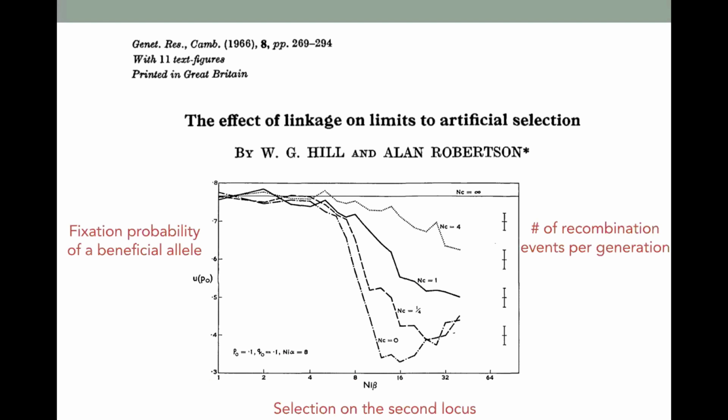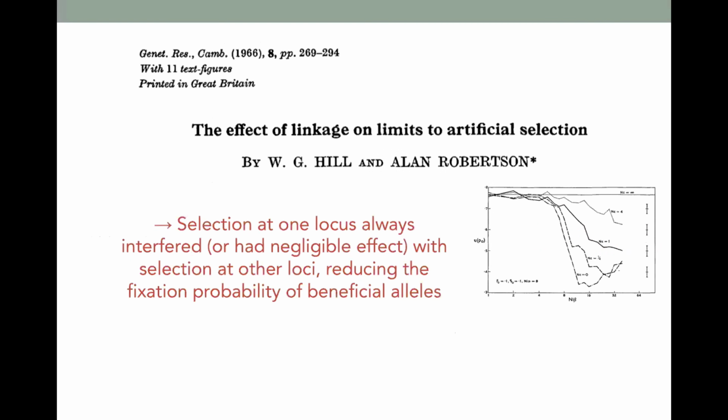Here's an example graph from their figure. The strength of selection at a second locus is shown here on the bottom, and the fixation probability of a beneficial allele at a focal locus is shown here on the y-axis. NC is the number of recombination events per generation. The tighter the linkage, the stronger the interference, and the lower the fixation probability of this beneficial allele was. Over all of their simulations, they showed that selection at one locus always interfered, or sometimes had a negligible effect, like in these cases with weak selection, reducing the fixation probability of beneficial alleles.